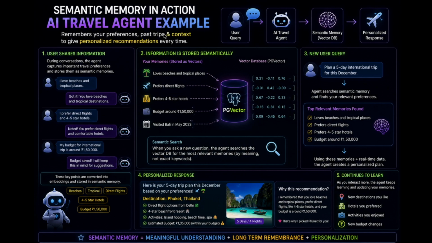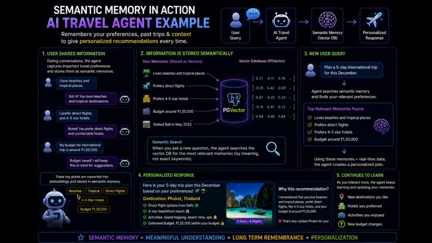Assume you have a travel AI agent. How it talks to you is, the user starts chatting with the AI agent. I love beaches and tropical places. Then that information will be saved in the semantic memory. I prefer direct flights and 4 to 5 star hotels. My budget for an international trip is around 1,50,000 rupees. All this information will be converted into embeddings and stored.